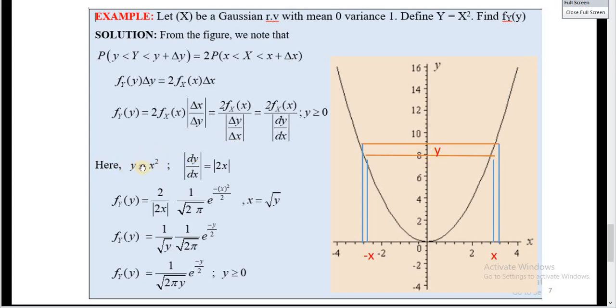Now we come to the problem. We have the transformation y equals x squared. The derivative equals 2x, and we take the absolute value of x because x can be positive or negative.